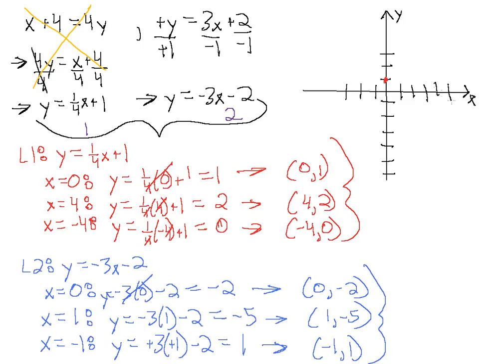Let's go ahead and scale it a little bit more. It goes to the point 4, 2, which is right here. It goes to the point minus 4 and 0. So minus 4 and 0 is right here. Let's go ahead and connect them as straight a line as possible and go through all 3 points. That was actually a little better.